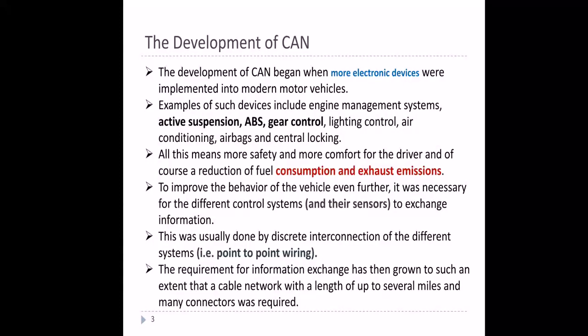To improve the behavior of the vehicle even further, it was necessary for the different control systems to exchange information among the sensors. Say, for example, if we have many sensors, the exchange of information between these sensors became more reliable after CAN existed. This was usually done by discrete interconnection of different systems, that is point to point wiring. The requirement for information exchange has grown, and after the CAN protocol was launched in the market, information exchange became simpler and easier for engineers to design, as well as convenient for the customers to use.